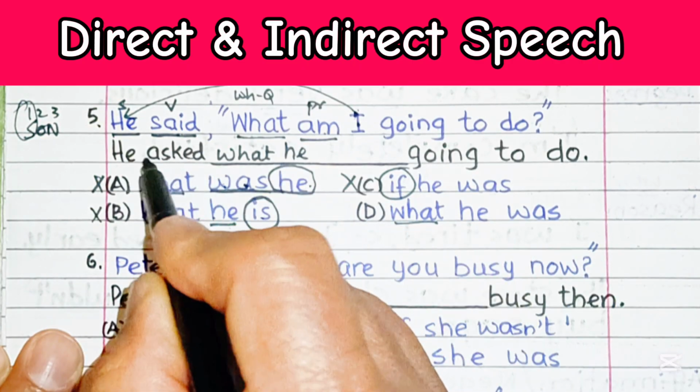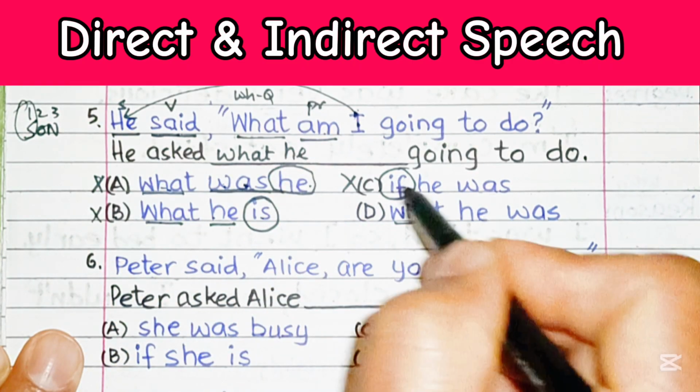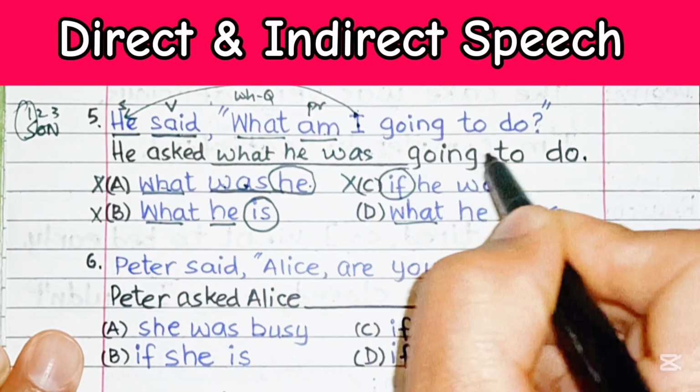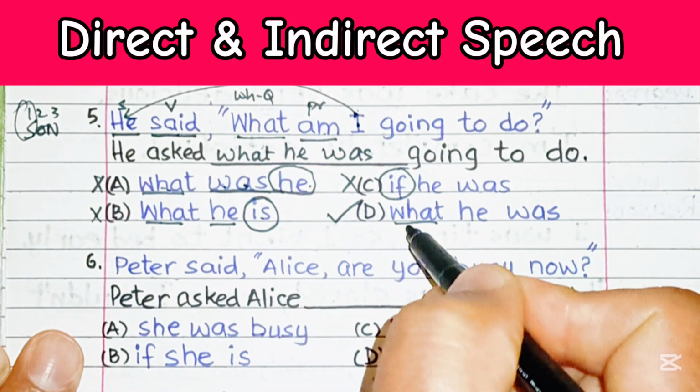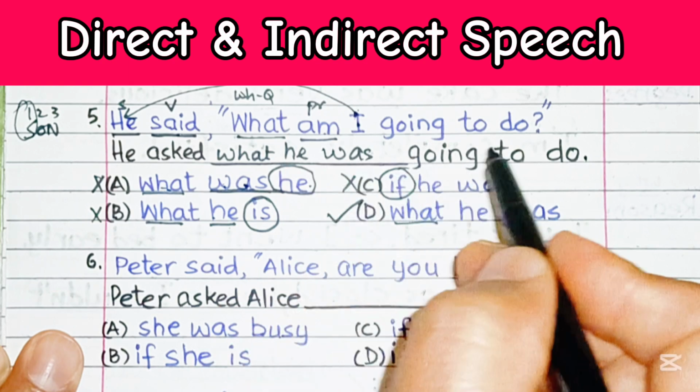So he asked what he was going to do. So this one is the correct option, that is D. He asked what he was going to do.